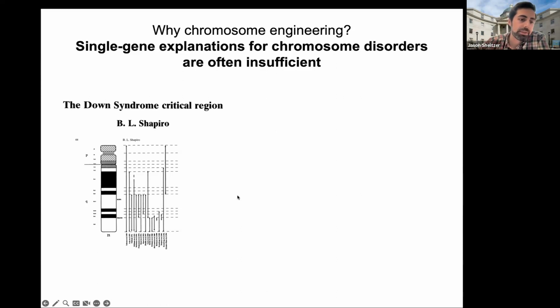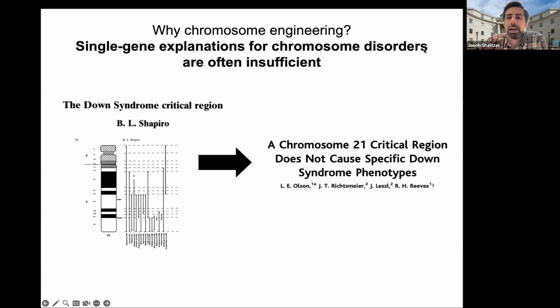However, as people did more careful studies in individuals with Down syndrome, and they created mouse models of Down syndrome as well, this view was largely overturned. And studies, for instance, from the Reeves lab at Johns Hopkins suggested that there was no chromosome 21 critical region that caused specific Down syndrome phenotypes. Instead of looking just at individual genes, Down syndrome might be best understood as the sum of the effects of the 200 or so different genes on chromosome 21.